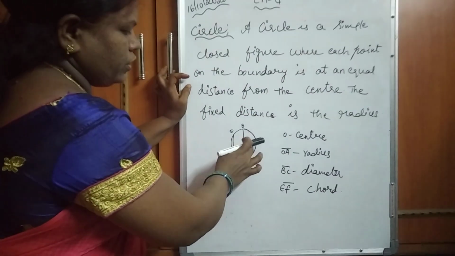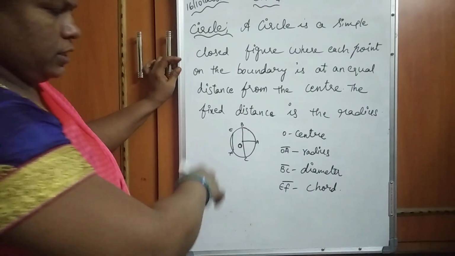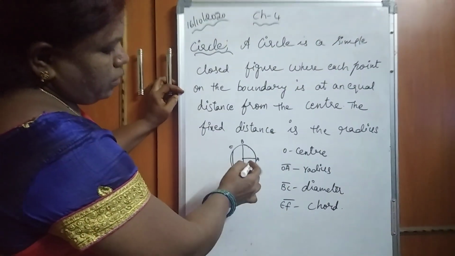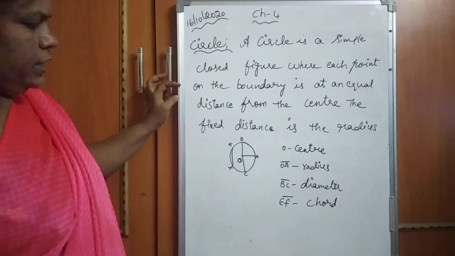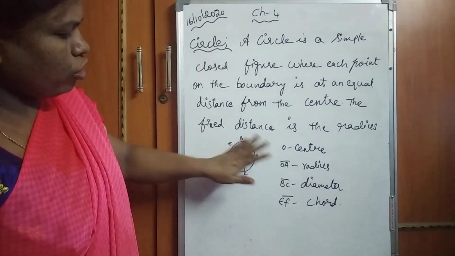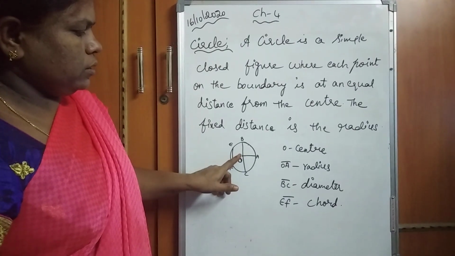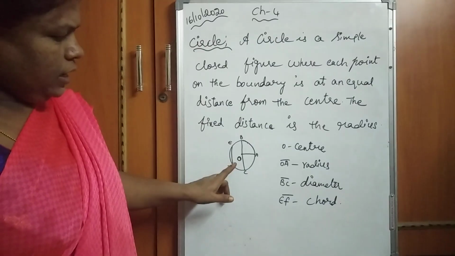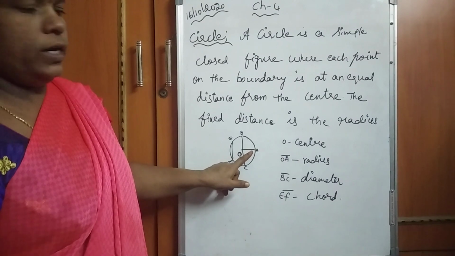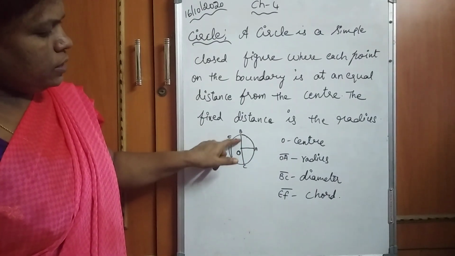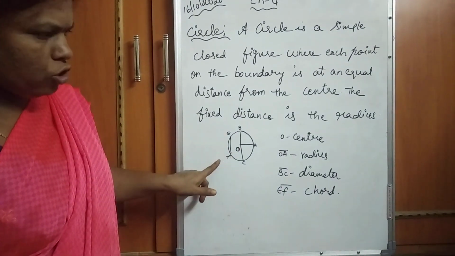The fixed distance we call it as radius, as you have seen. Now in the figure, draw the circle with pencil neatly. Draw one, mark one center as O. Draw one diameter, then radius, then chord.